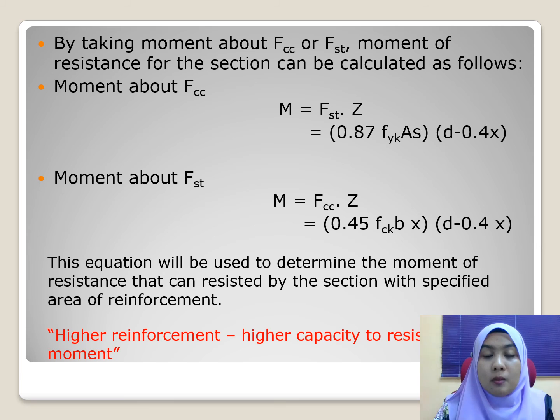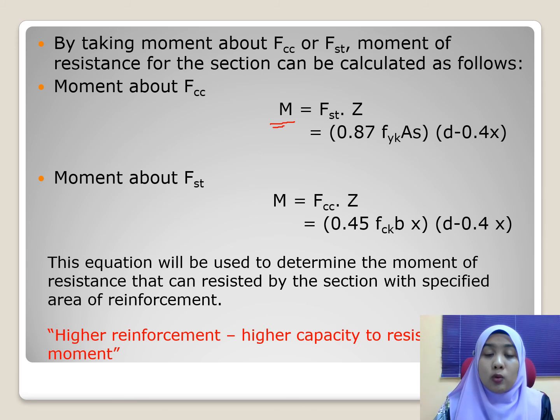By taking moment about FCC or moment about FST, the moment of resistance of the section can be calculated as follows. Moment is equal to force times distance, the distance is the Z value. So you can substitute the equation of FST and Z, and you get the moment of resistance of the section. Or you can take the moment about FST, then the moment is equal to FCC times Z. Okay, so with these two equations, you get the same value of moment of resistance.